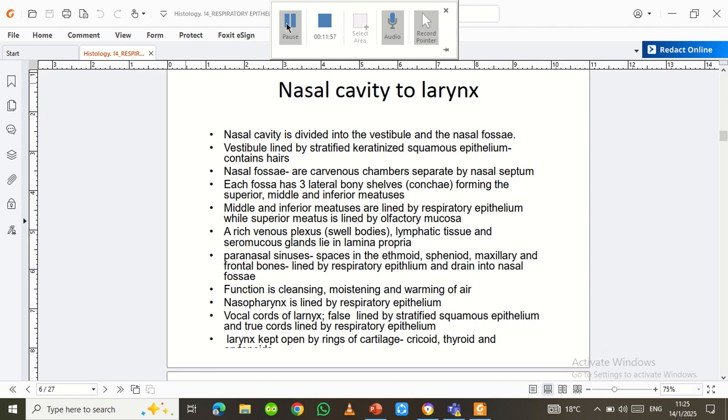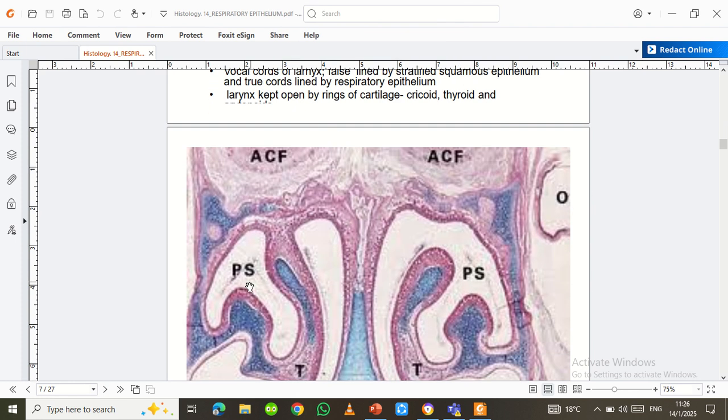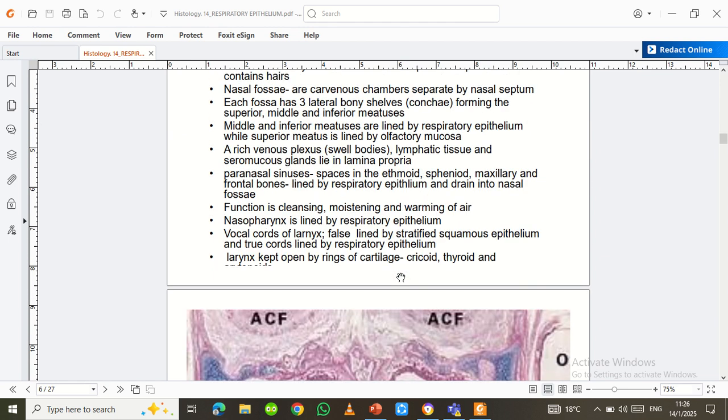The middle and the inferior meatus have a high vascular supply in order to condition the air that will be coming in. You understand, right? We also have a region called the paranasal sinuses. These are just spaces in the ethmoid, sphenoid, maxillary, and frontal bones.